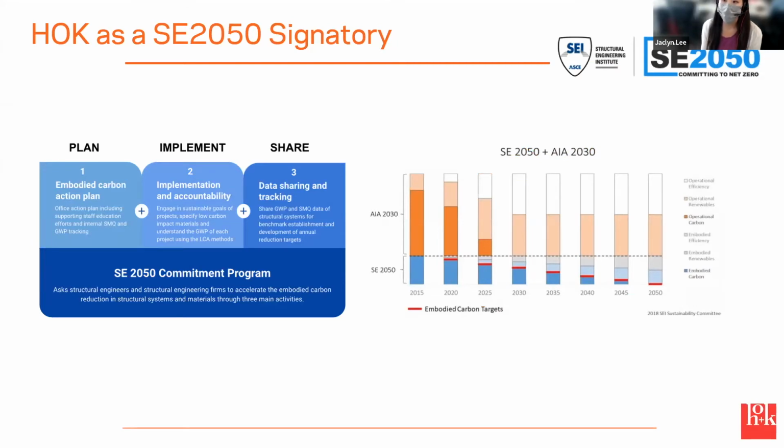So HOK is also a signatory firm for another commitment called SE2050. This is brought upon as a response to the SE2050 challenge, where all structural engineers shall understand, reduce, and ultimately eliminate embodied carbon on all their projects by 2050. So AIA came up with their 2030. Structural engineers were like, hey, we also need to do stuff as well. And so we came up with one, but have our timeline a little bit further out. We have an extra 20 years, I guess, to get down to zero, but it's supposed to work in tandem to get to that goal.